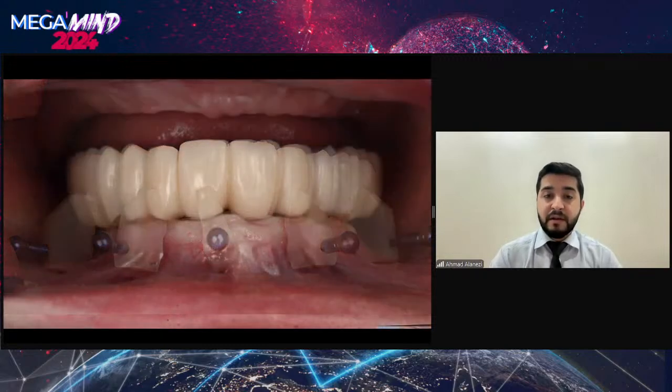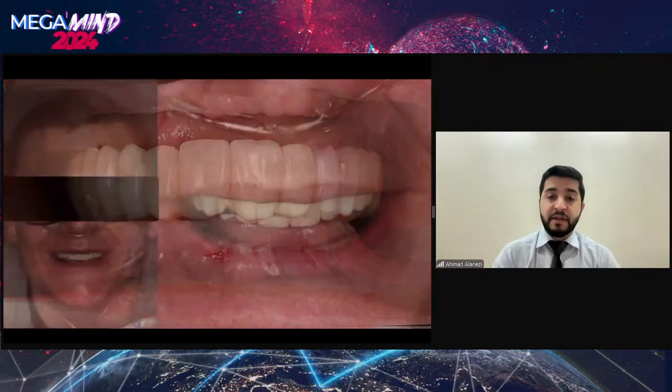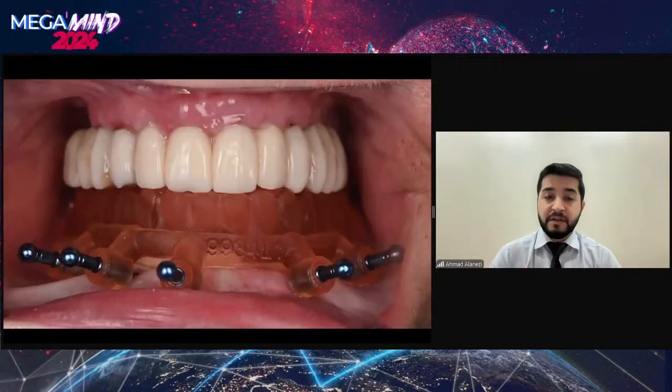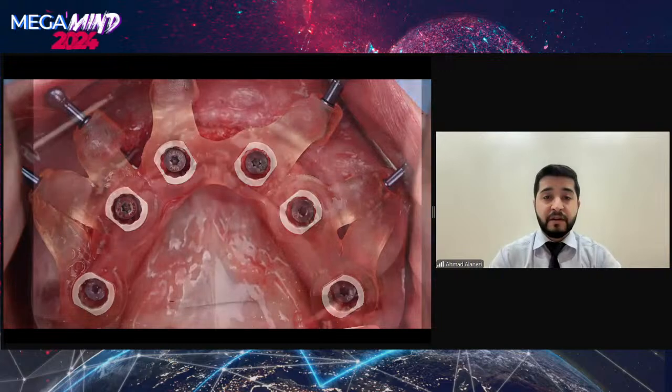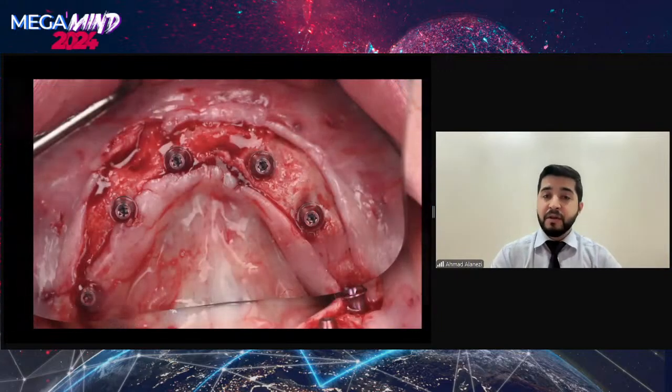This is the prosthetic, and this is the day of the surgery, and this is the patient leaves on the first day. Next week, the patient comes, similar procedure applies. The only thing in this is that we had to open a flap in the lower to preserve the band of keratinized tissue.